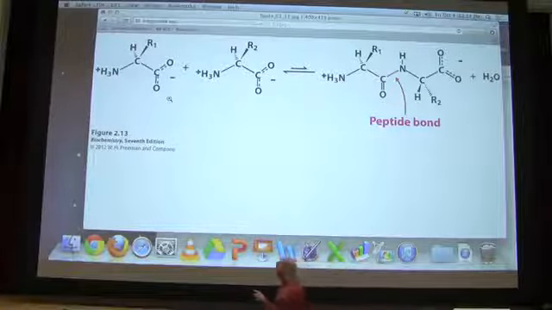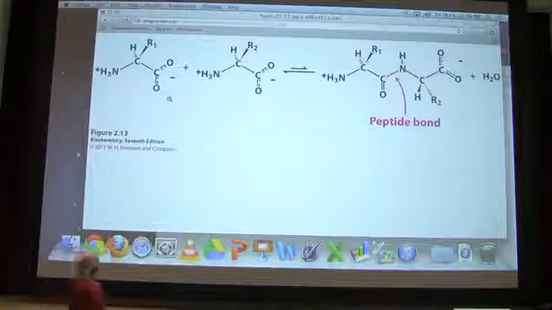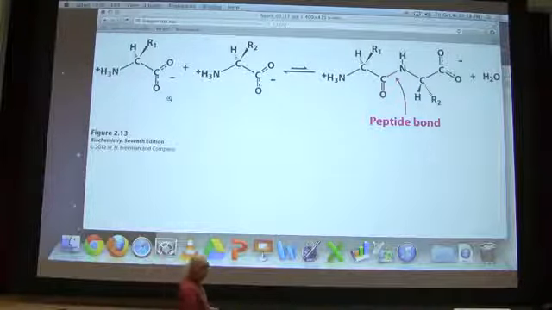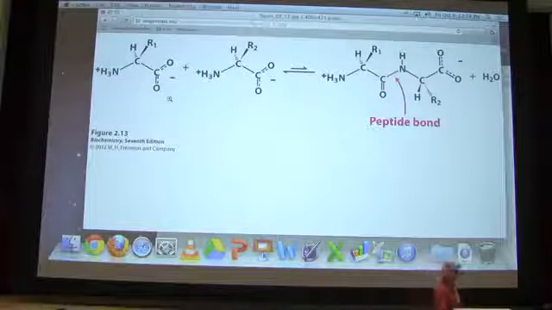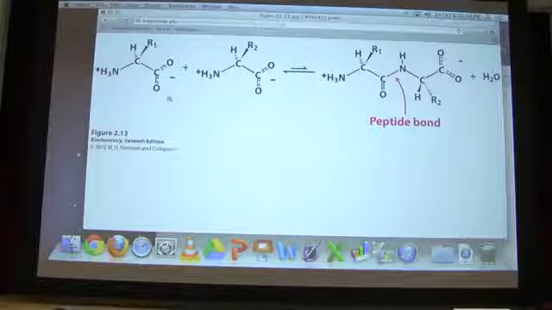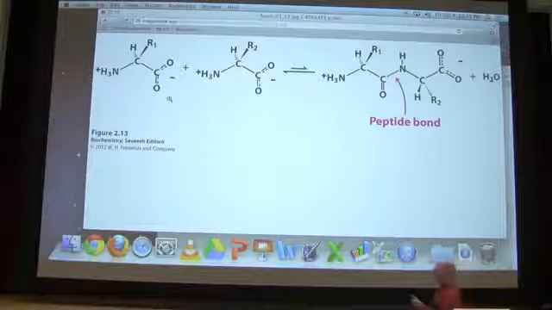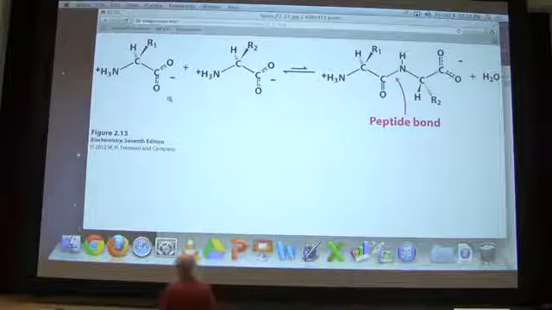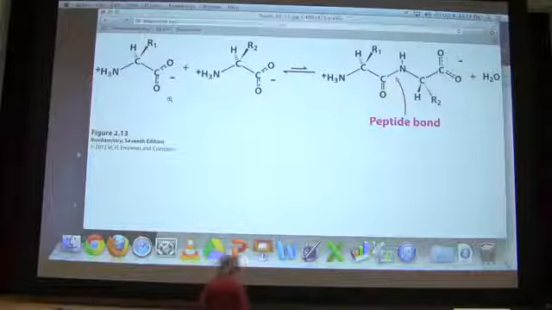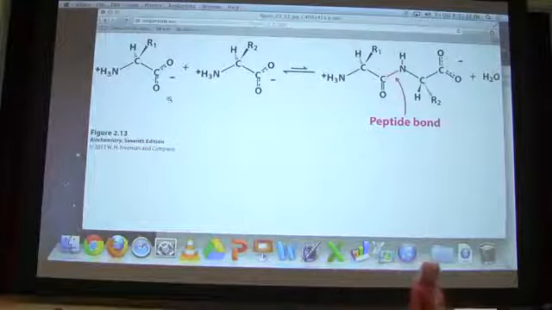The alpha carboxyl of one is joined to the alpha amino of another. That results in a splitting out of water and the formation of a peptide bond. The peptide bond is the bond that joins amino acids together in proteins. This reaction occurs inside of ribosomes. We'll talk about that next term. And this peptide bond, as we will see, has some very interesting properties that overall determine things about proteins.